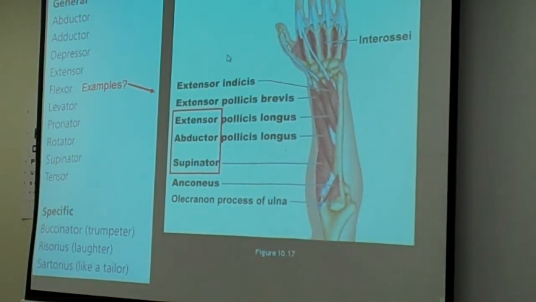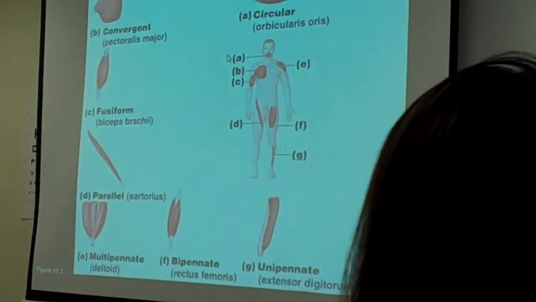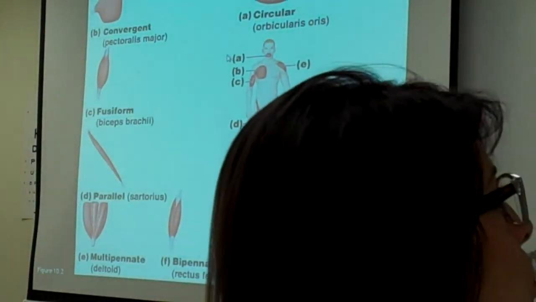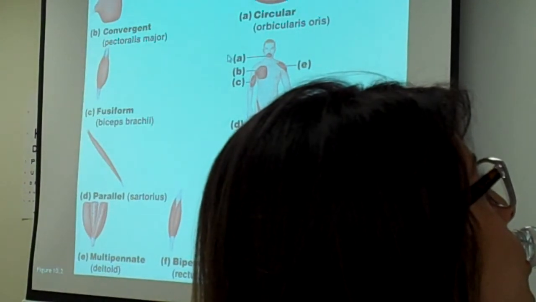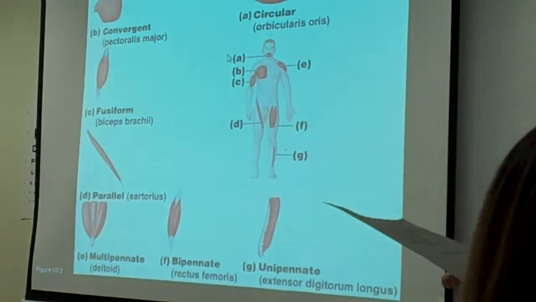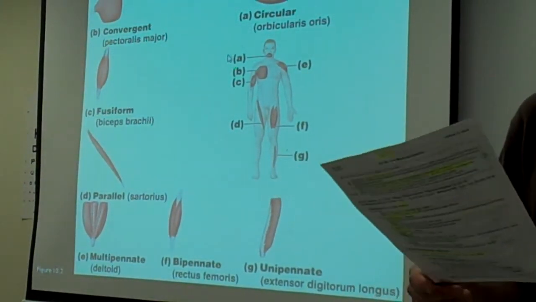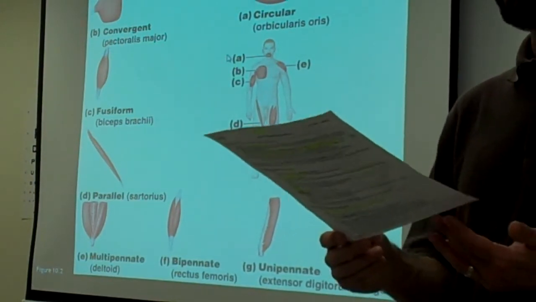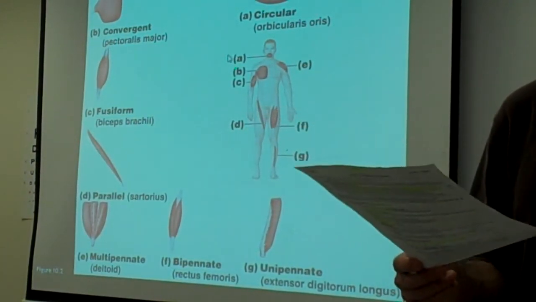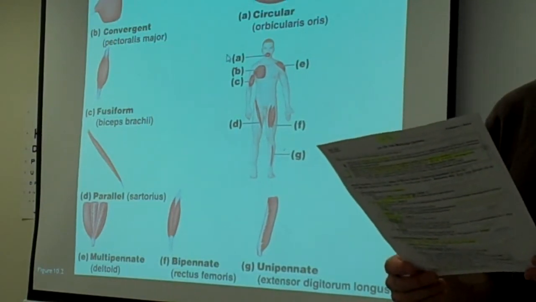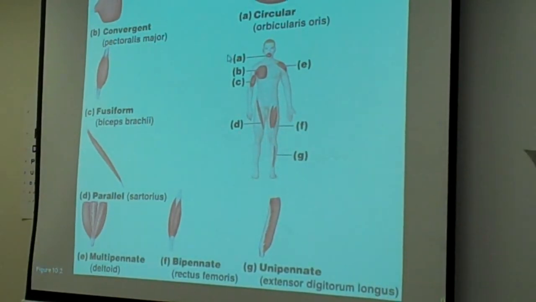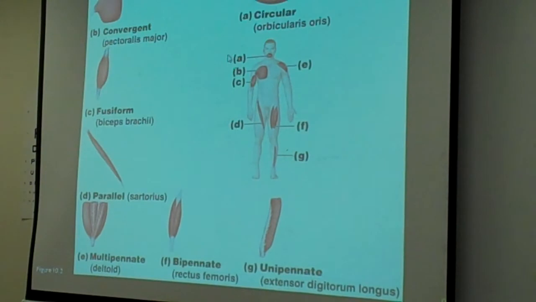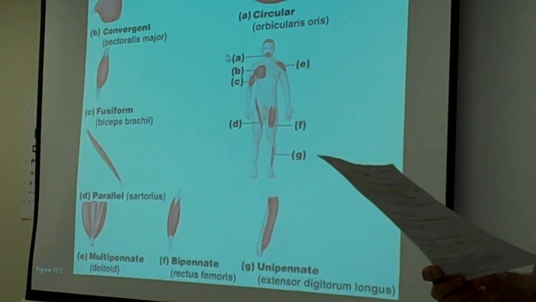Last topic, muscle fiber arrangement. The muscle fiber arrangement determines, to some extent, what the muscle can do, the action, and also the range of motion and the amount of force it can produce. The four patterns of fascicle and thus fiber organization are parallel, convergent, pennate, circular.